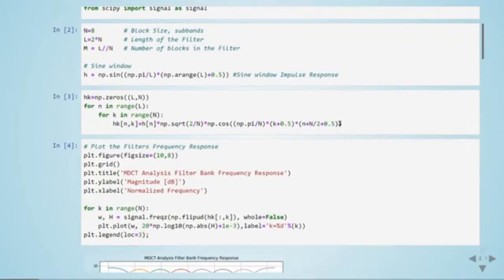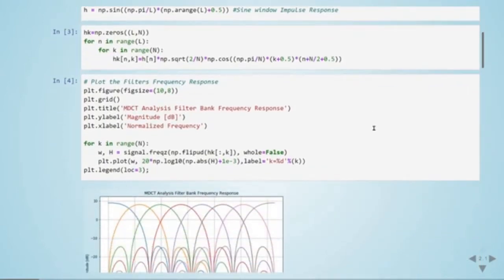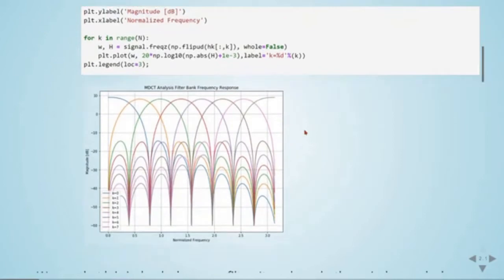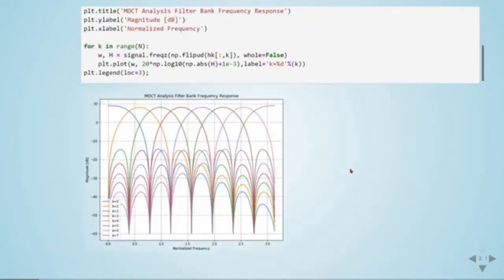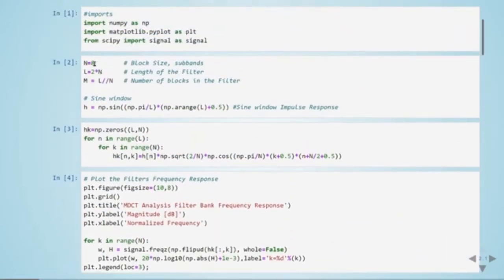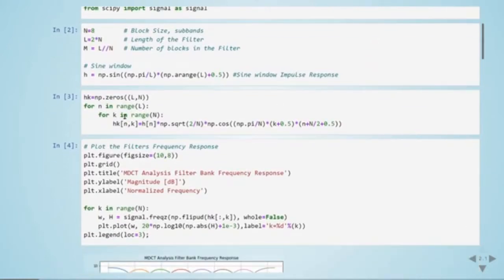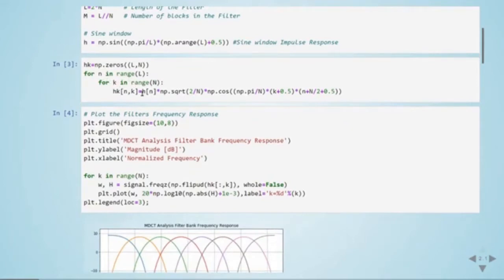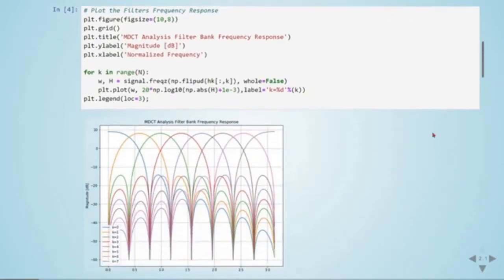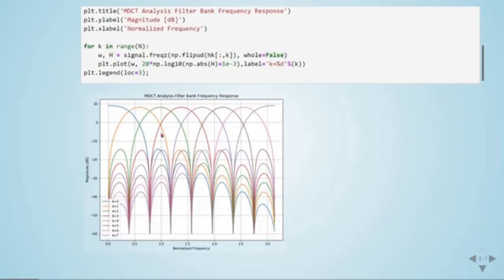And here we are plotting the frequency response for the filters. So we have k from 0 to 7, so we have these 8 subbands, which is the same as the block size. So you see here the k goes from 0 to N, and n goes from 0 to L, and L is the length of the filter. In this case, it's 2 times the block size, or the number of subbands. And here we have the MDCT analysis filter bank frequency response. So it's given in this plot.